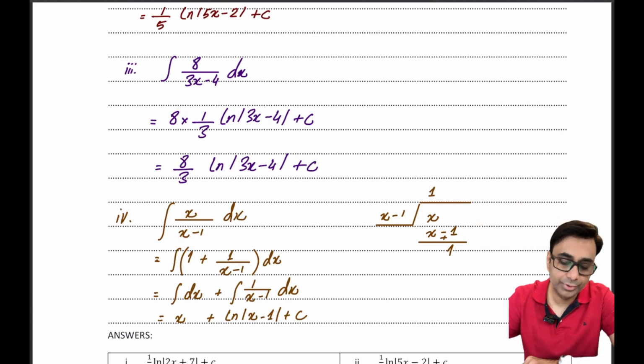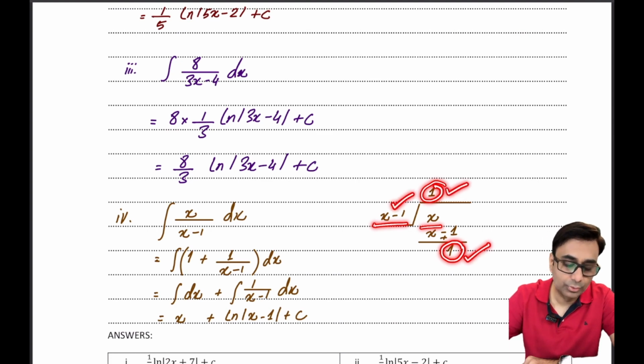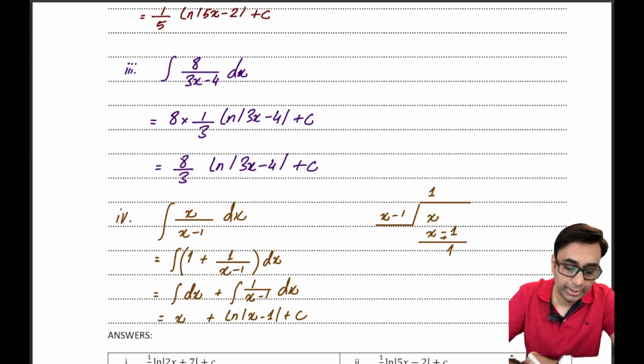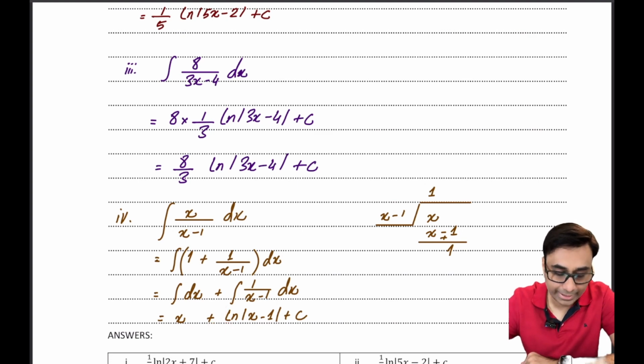So I've just done the long division, x divided by x minus 1. My quotient comes out to be 1 and my remainder comes out to be 1. So this becomes 1 plus 1 upon x minus 1. So that's going to be my expression. And now this is very easily integrable if I integrate the two terms separately. 1 dx integrates to x, and 1 upon x minus 1 integrates to ln x minus 1. It also gets divided by 1, but of course it doesn't make a difference, so you can skip writing that.